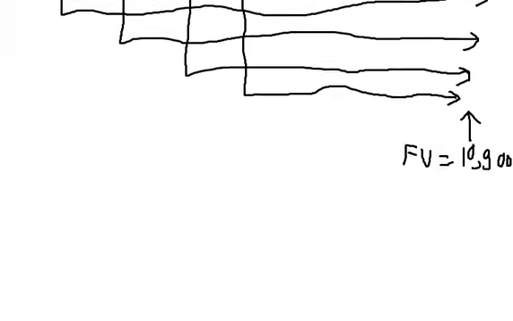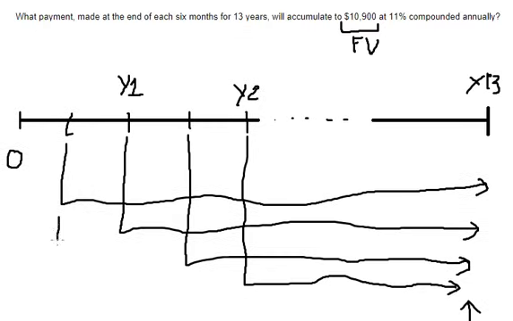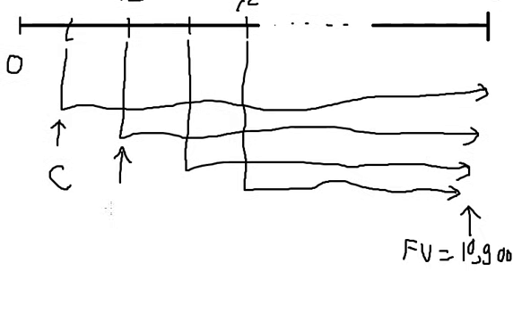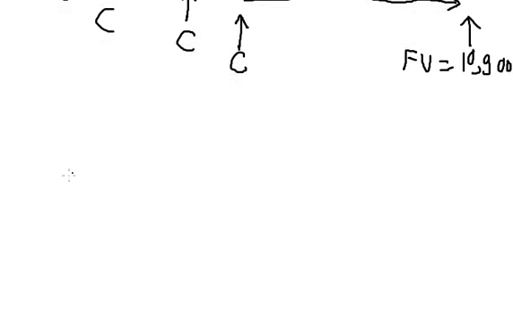The question wants us to find C. That's about the compounds in here. All the values are the same. Now we have the formula. We have the future value, we put it in here.